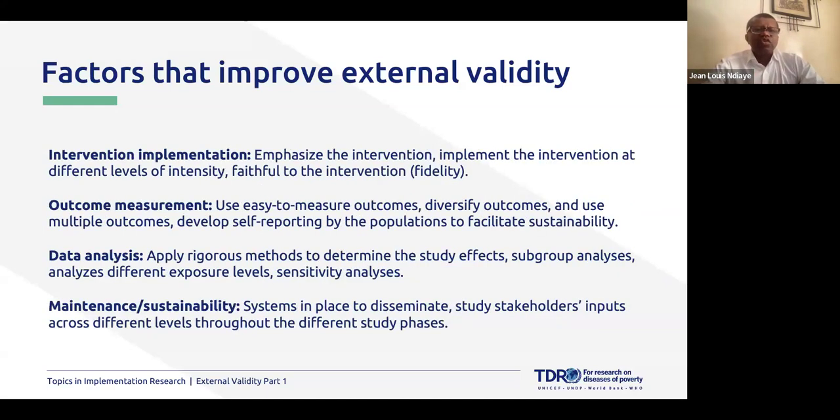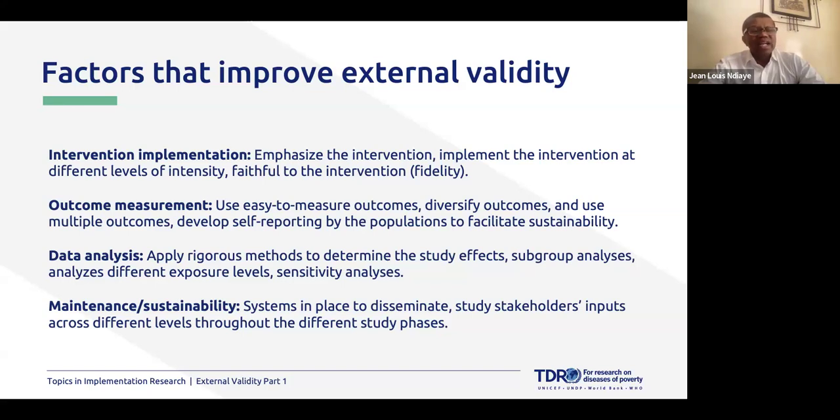external validity. It could also be other factors like how you implement your strategy, your intervention, really meaning fidelity to what is already proven by your implementation, by your research. For outcome measurement, use easy-to-measure outcomes, not very difficult indicators. Diversify your outcomes, use multiple outcomes, and develop self-reporting by the population to really facilitate the sustainability of your evidence-based results and also your intervention.